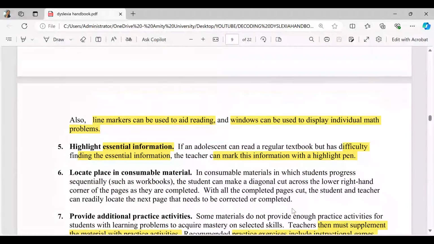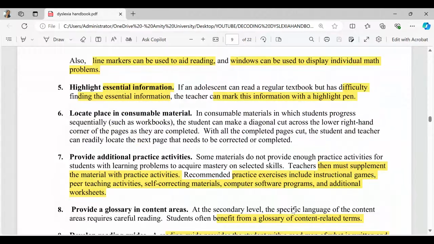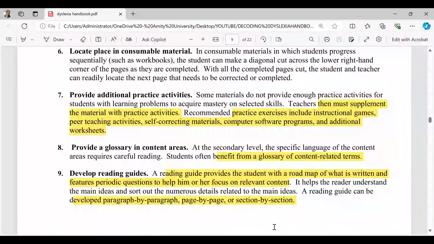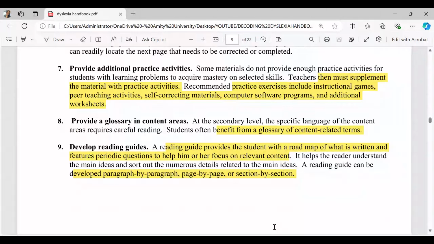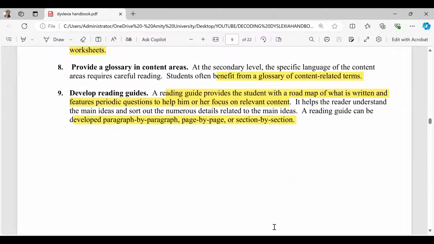So, blocking out the extraneous stimulus, and highlighting the essential information so that it is not difficult for the child to find the important information on that page. Providing additional practice: supplement the material with practice activities, exercises, instructional games, peer teaching activities, self-correcting materials, all of these can be provided. Students usually benefit from a glossary of content-related items. When we are giving them a dictionary, a list of important words, we encourage them to read the important words first.